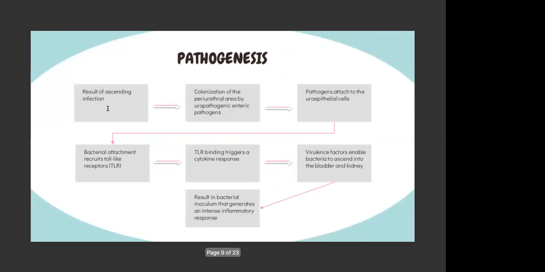So next is the pathogenesis. Usually, urinary tract infection is a result of ascending infection. Colonization of the periurethral area by uropathogenic enteric pathogens is the first step in development of a UTI. The pathogen will attach to the uroepithelial cells via an active process mediated by glycosphingolipid receptors on the surface epithelial cells. This bacterial attachment will recruit toll-like receptor, and this toll-like receptor binding will trigger a cytokine response. Because bacteria have a variety of virulence factors, it enables them to ascend into the bladder and kidney. It will result in bacterial inoculum in the kidney, and it will generate an intense inflammatory response.